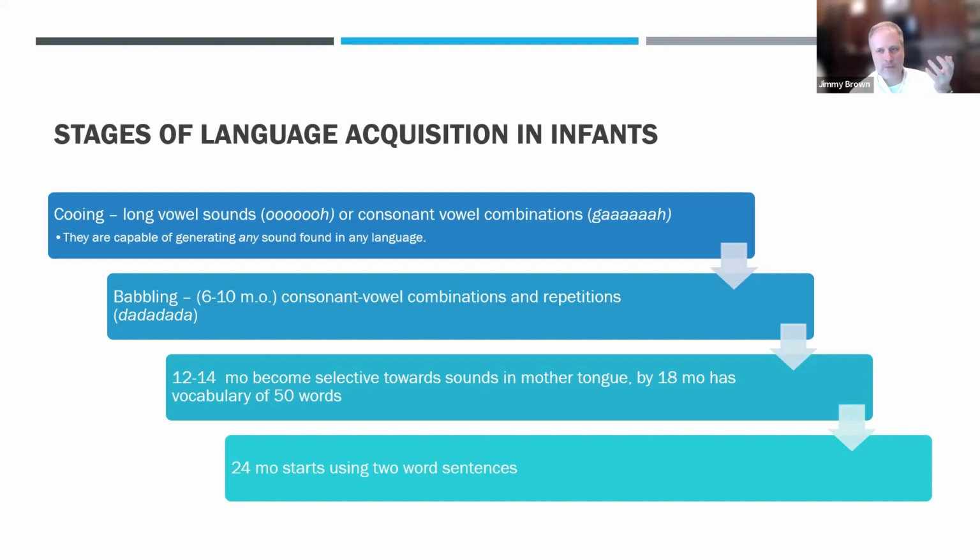Stages of acquisition: cooing, go, ooh, ga. If any of you are parents, mine are 13 and 10 now, so we also did this. When they're little and first start talking, they make all kinds of noises. Some of the noises have meaning. Some of the noises, like my son, he just liked making noise. They'll go to babbling, which is little combinations, da-da, mama, dog, things like that. And just so you know, these ages can vary quite a bit, but this is kind of the average. Usually at 12 to 14 months, most people become more selective towards the sounds they hear. By 18 months, most people have about a 50-word vocabulary.